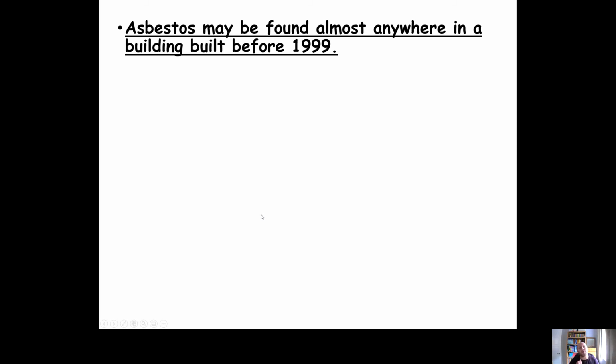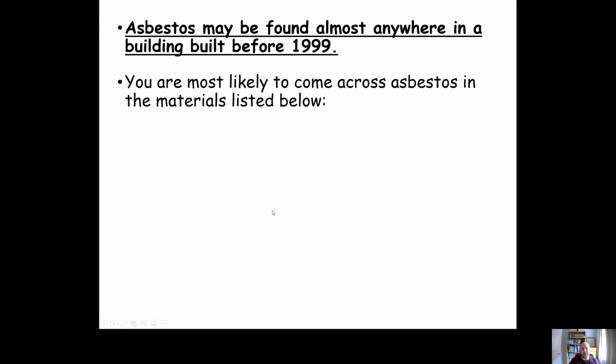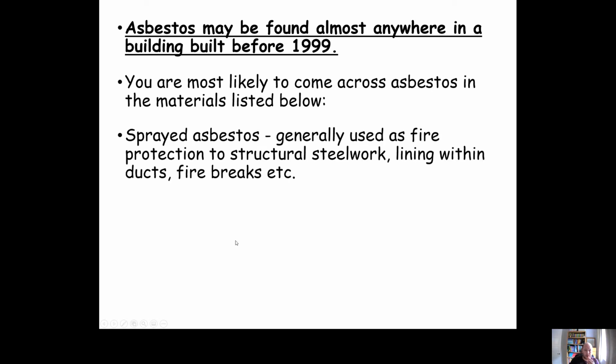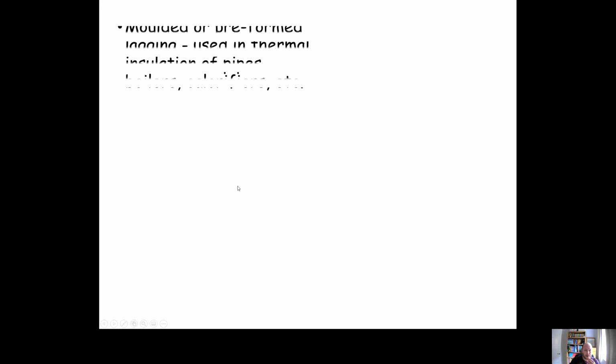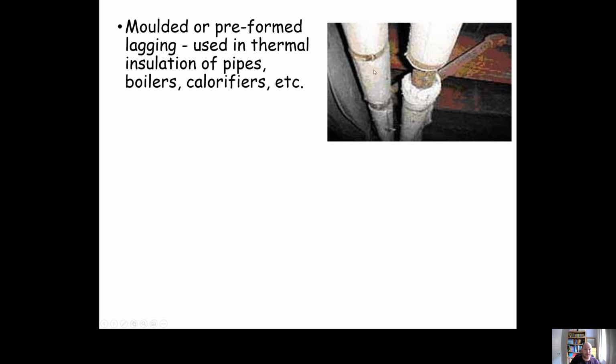Essentially, you might find asbestos in any property built before 1999. Asbestos was banned in 1999, so anything before the year 2000, from 1999 back, you might find asbestos, and as we said in the previous part, it was used everywhere. You might find it used for fire protection, sprayed into gaps and over steel beams to protect them from fire, for lagging or pipe insulation.